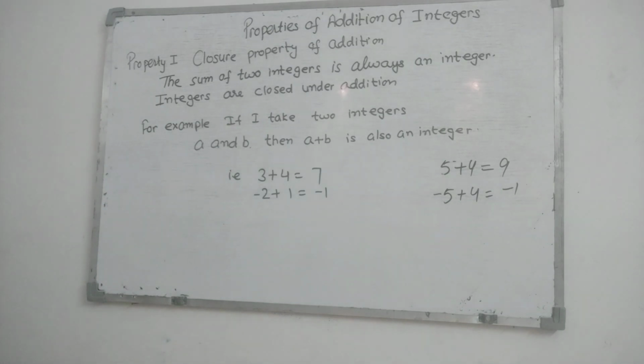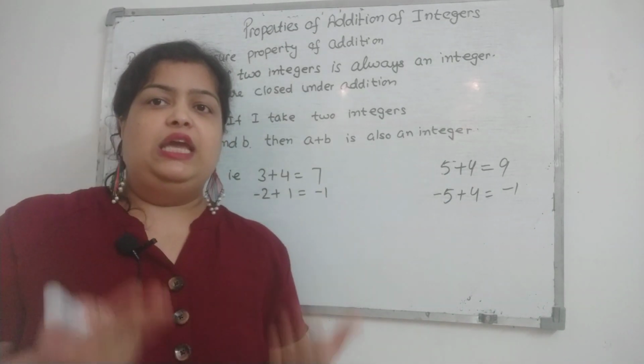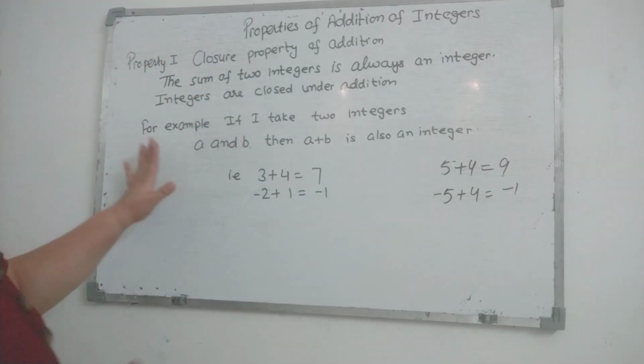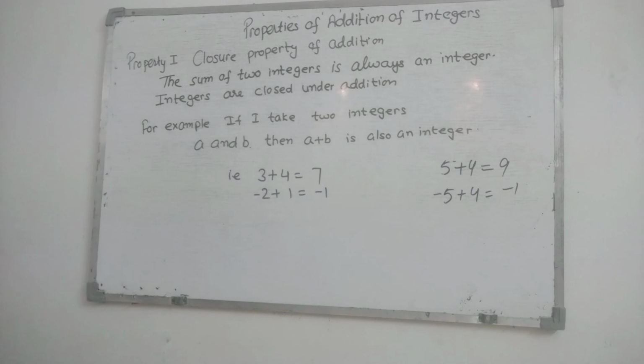Okay, integers are closed under addition means that the sum of integers is also an integer. Okay? If I take two integers a and b, then a plus b is also an integer. That is, 3 plus 4 is 7, minus 2 plus 1 is -1. These are also integers.